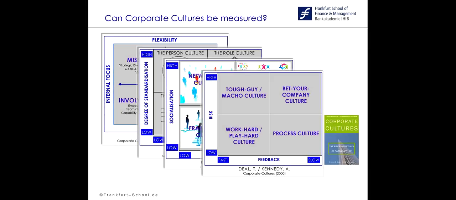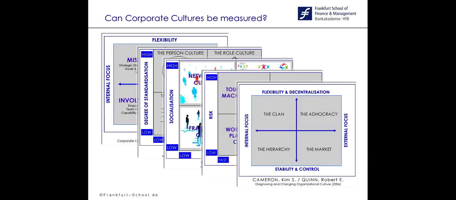Deal and Kennedy again suggested 4 corporate culture types based on feedback and risk dimensions and called them tough guy macho culture, bet your company culture, work hard play hard culture, and process culture. Cameron and Quinn suggested 4 corporate culture types along the lines of control versus decentralization and internal versus external focus. The culture types they identified were called clan, autocracy, hierarchy, and market culture.